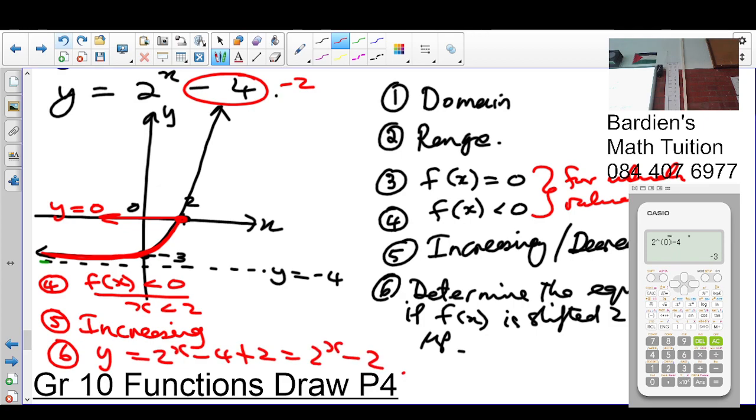Okay. So what if we said determine the equation if f of x is shifted 5 units up? Then what do I do then?